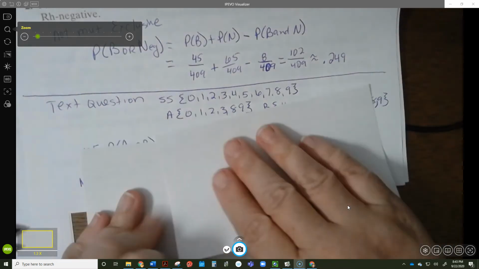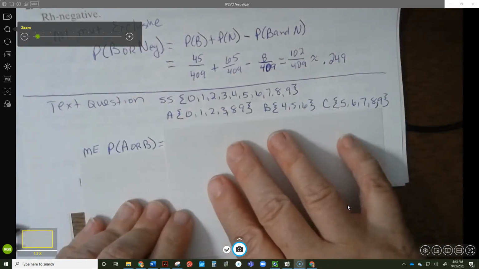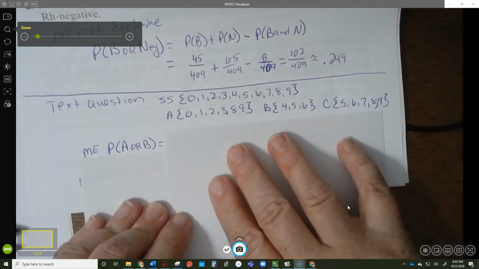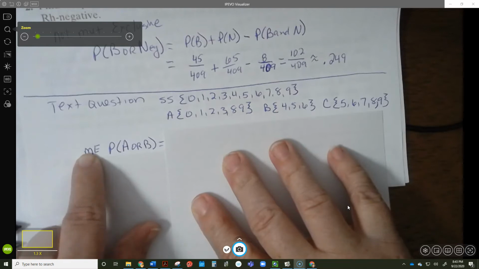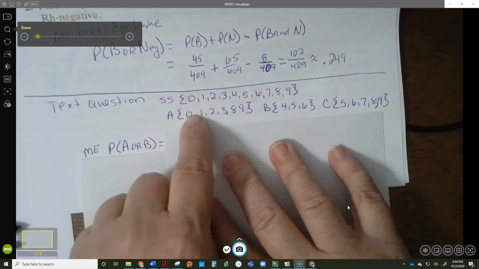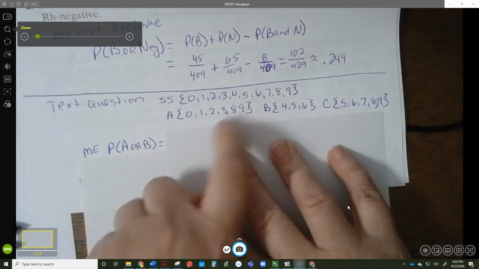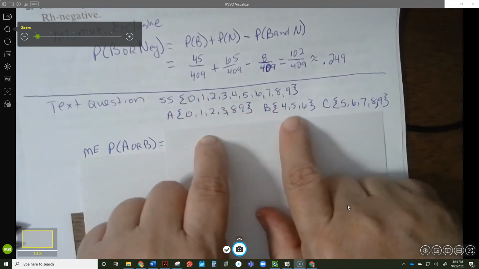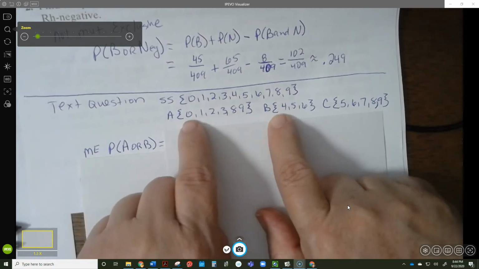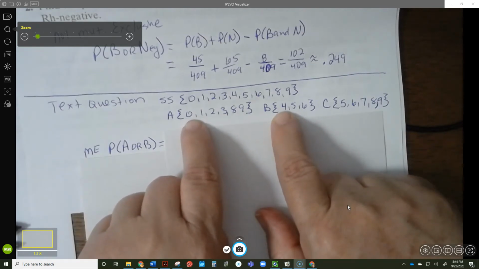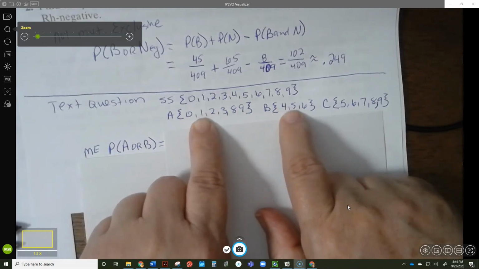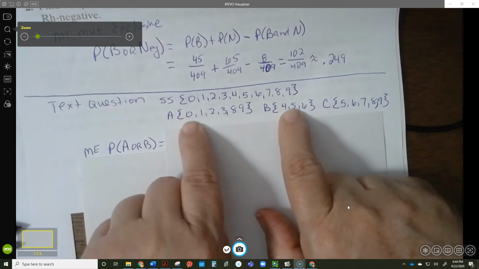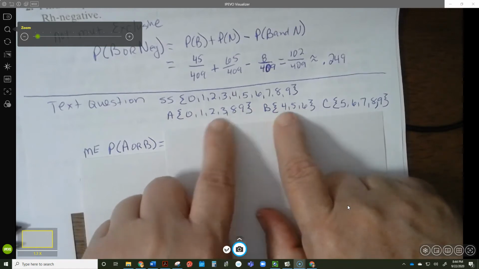The question that I'm going to ask you is, find the probability of A or B. Well, the first thing you have to do is ask yourself, is it mutually exclusive or not? So the first thing you have to do is look at event A and look at event B, and do they share any elements? Is 4 in both sets? No, it's only in this one. Is 5 in both sets? No, it's only in this one. Is 6 in both sets? No, it's only this one.